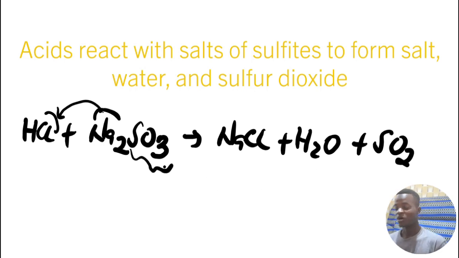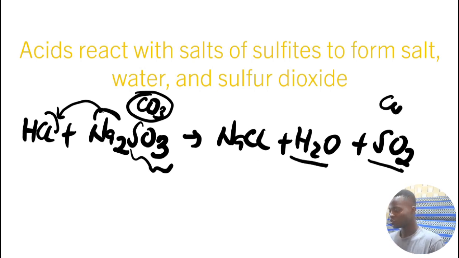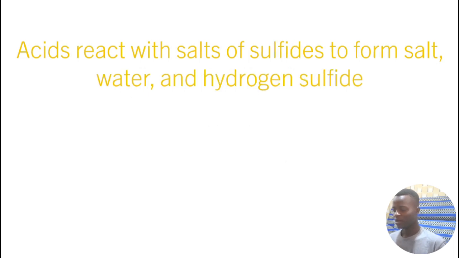Instead of having CO2, we just have SO2 because it's a source of sulfite. That's something that you need to actually know again. So instead of having CO3, we are having SO3. We had CO3 previously, but this one has SO3. So it gets salt and SO2 instead of CO2. So know that basically. Let's do another example.